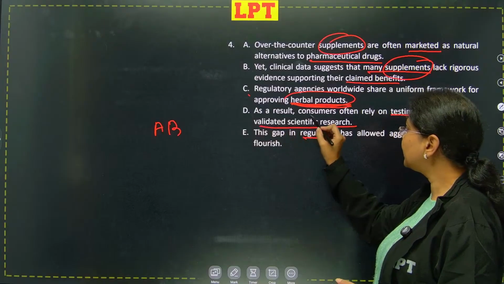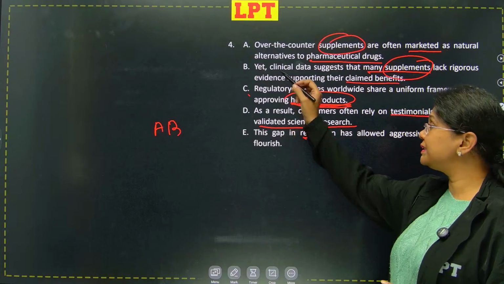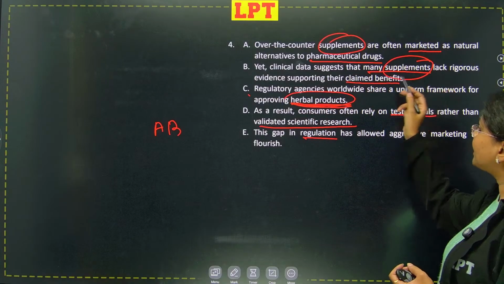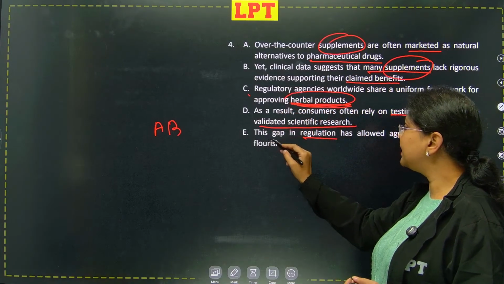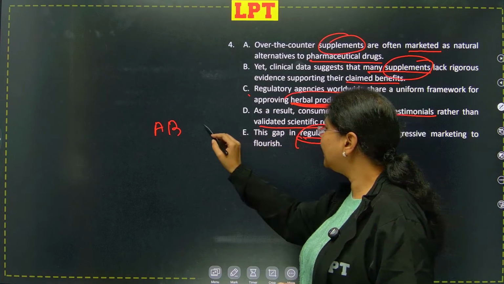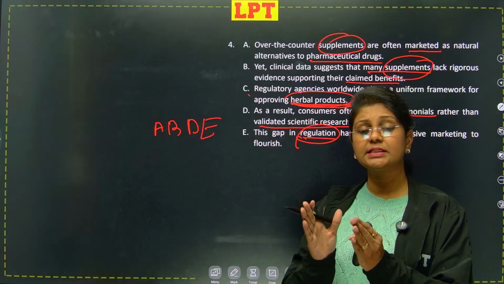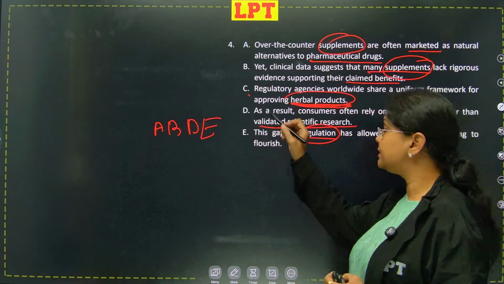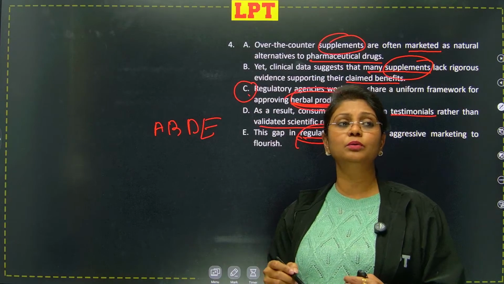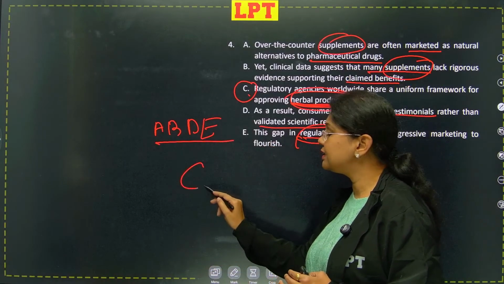D says, as a result, consumers often rely on testimonials rather than validated scientific research. Now this goes with statement B, where it says that clinical data suggests that many supplements lack rigorous evidence. And then you talk about this gap in regulation having allowed aggressive marketing. So it forms the sequence of sentences that we are looking for. And out of these sentences, C talks about herbal products. That is the odd one out of the remaining. This is the sequence, and C is the odd one.